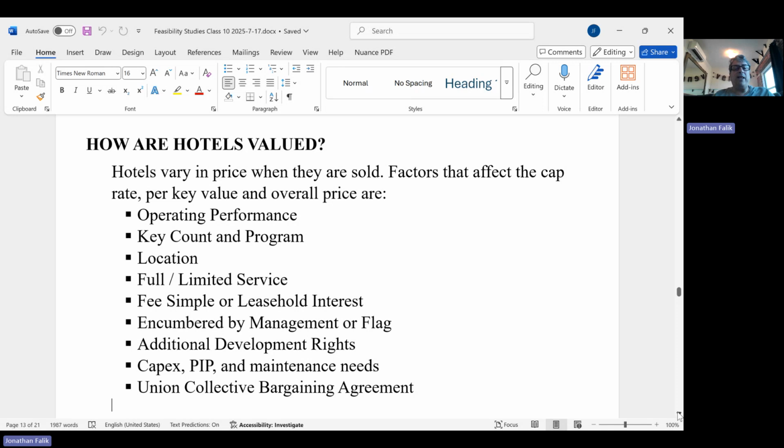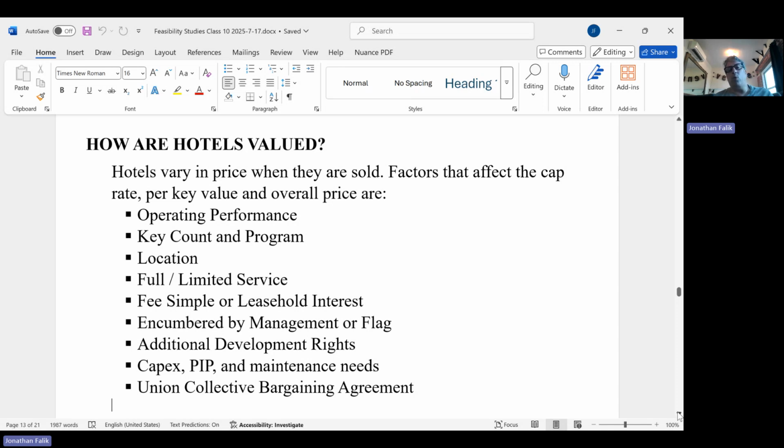Are there any additional development rights? Could you build more? Could you sell development rights to someone? What condition is the property in, right? How is the CapEx? Is there a PIP needed, right? So on change of control, on an acquisition of a hotel with a major brand attached, there's a property improvement plan, which is the brand checklist of all the things that the new buyer and new owner is going to need to do. What maintenance needs are there, right?